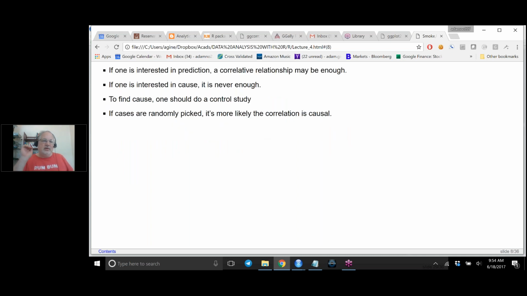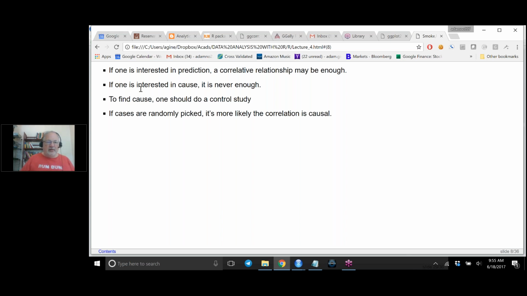Now, if you're interested in prediction, a correlative relationship may be enough. So in other words, if you're trying to model when there is going to be an increase in polio, you could look at ice cream sales. Now, it may be enough, but it's rarely going to be optimal, because if two variables are correlated, that means they're reasonably well connected, but the connection is typically going to be far from perfect. So in other words, if you can find the real causal variable, you can build a much better model.